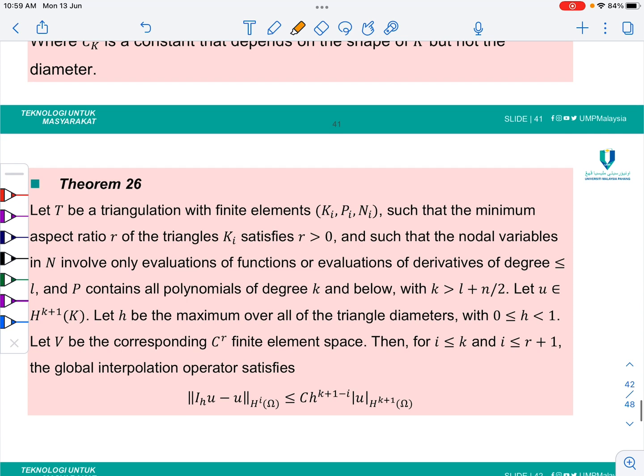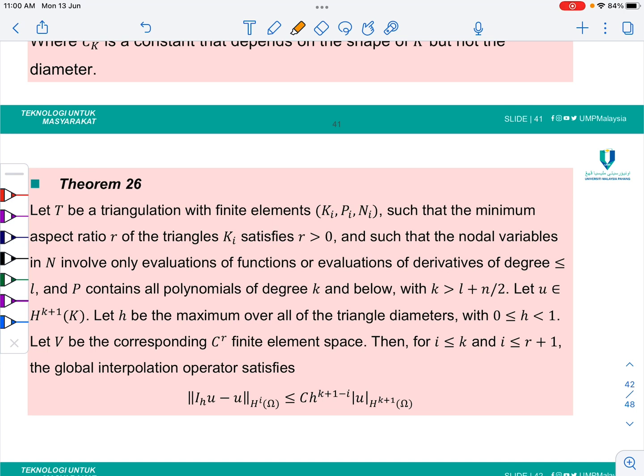Theorem 26. Let T be a triangulation with finite elements (K_i, P_i, N_i) such that the minimum aspect ratio R of the triangles K_i satisfies R greater than 0 and such that the nodal variables in N involve only evaluations of functions or evaluations of derivatives of degree less than or equal to l, and P contains all polynomials of degree k and below with k greater than l plus n over 2. We let u in H^{k+1}. Let h be the maximum over all the triangle diameters with h from 0 to 1.